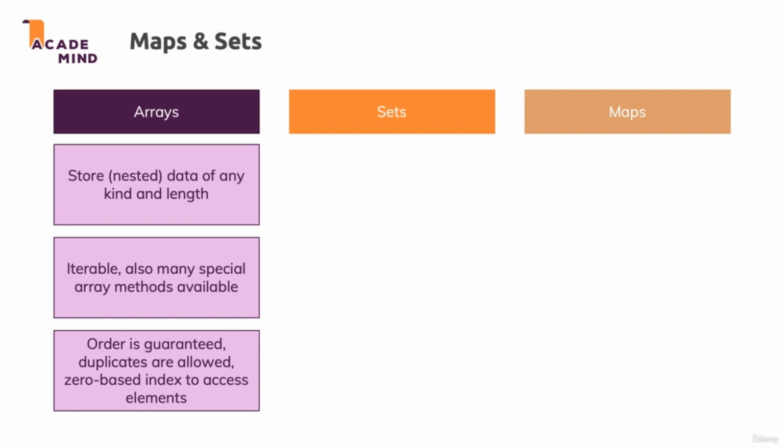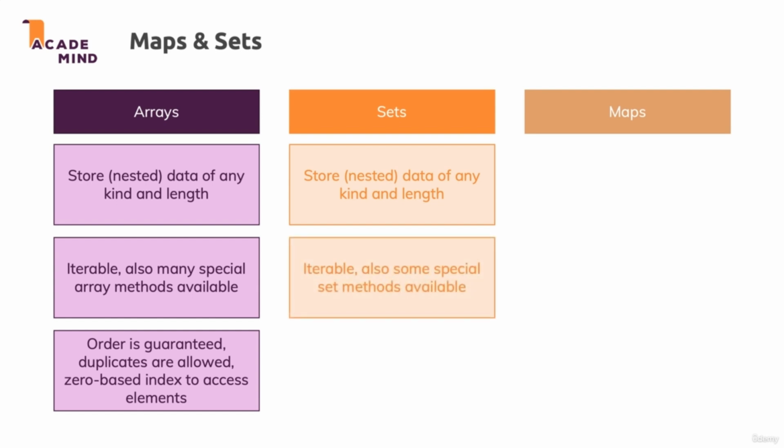Now, what are sets then? Sets are also data structures which store nested data of any kind of length. So you can have sets of arrays, sets of numbers, anything goes. And it's an iterable with some special set methods, but not with all these array methods. So these array methods are not supported on sets. Instead, there are standalone set methods, which are mostly there to manage the data in the set, though, not for transforming it and so on. Though you can always, as you already learned, convert any iterable to an array with the Array.from method.